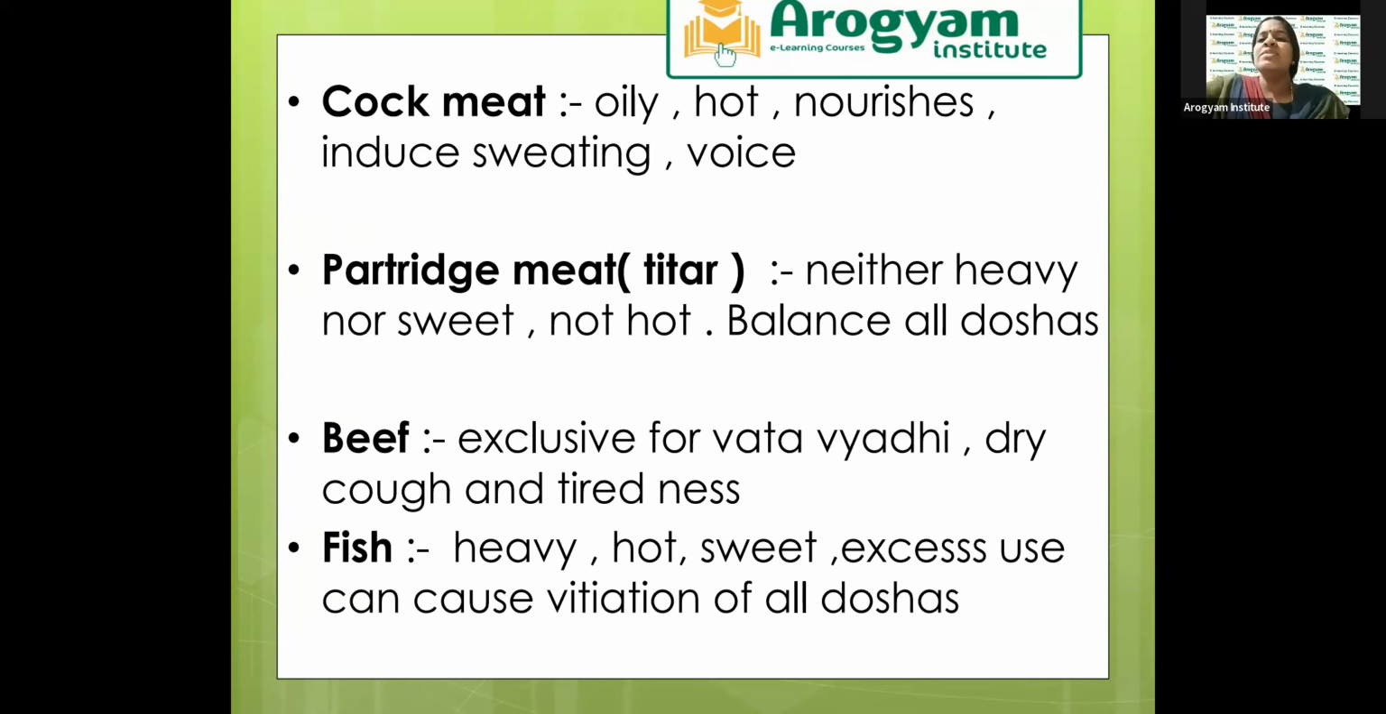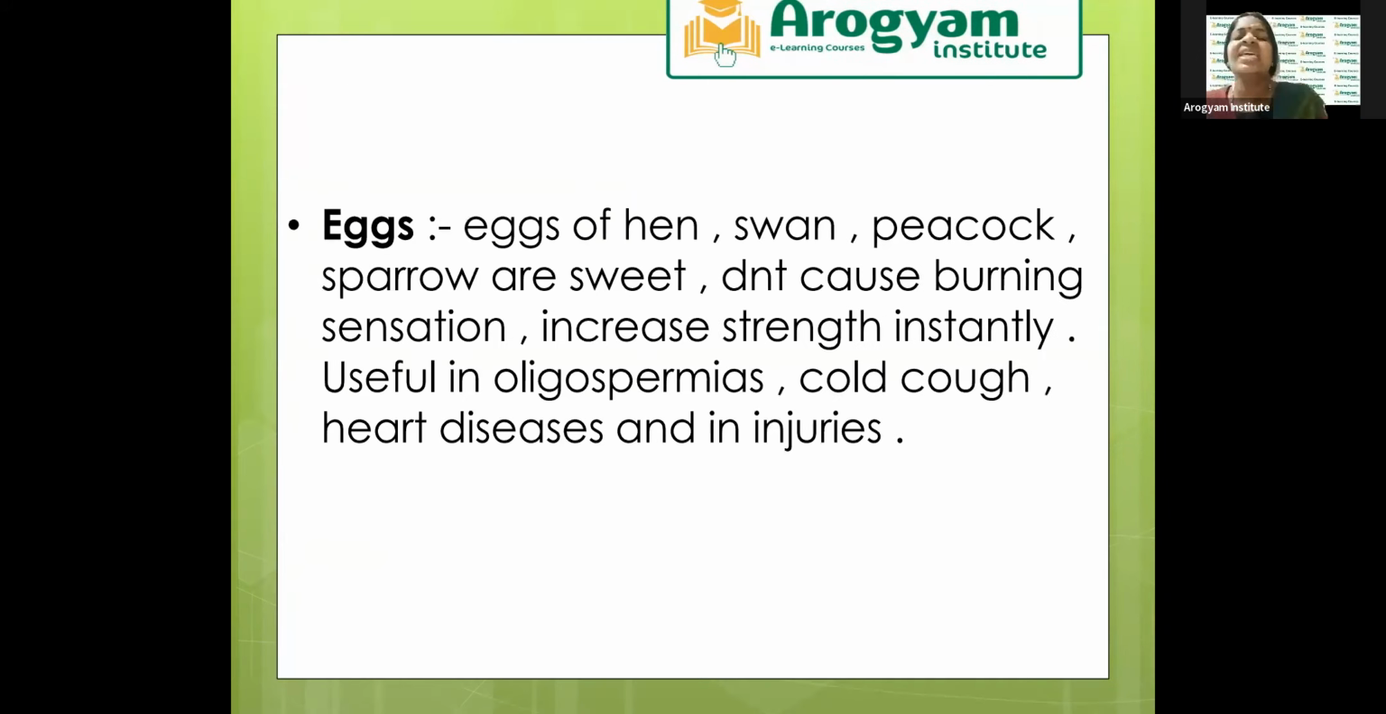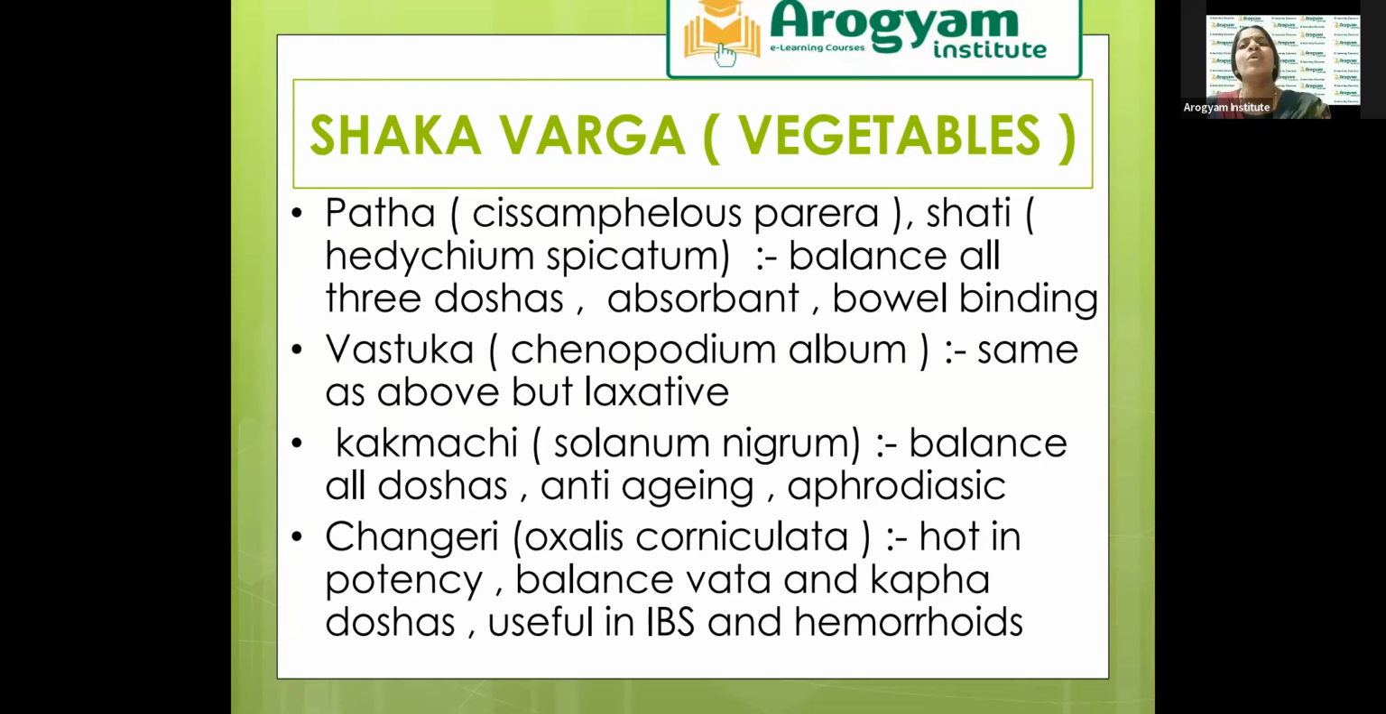Partridge, that is titir ka mamsa, is neither heavy nor sweet, not hot, and balances all doshas. Beef, which was consumed, is exclusive for vata vyadhi. It is good for dry cough and tiredness. Fish is heavy, hot, sweetish. Excessive use can cause vitiation of all doshas. Eggs of different animals like hen, swan, peacock, sparrow are sweet. They don't cause burning sensation. They increase strength instantly, useful in oligospermia-like conditions, cold, cough, heart diseases, and in injuries. So this is about different types of meat.